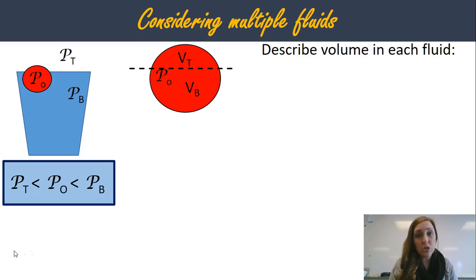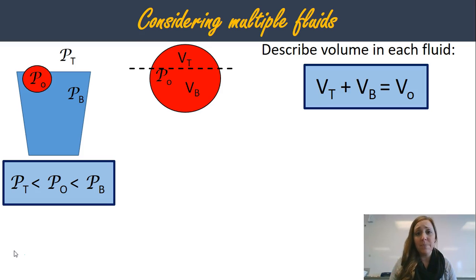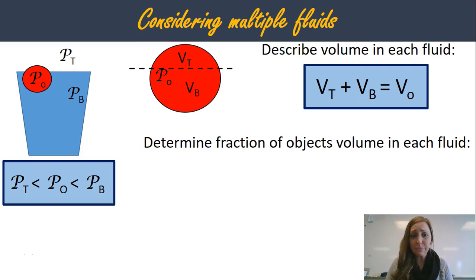If we were to describe the volume in each fluid, as in submerged in each fluid, the volume on the top, however much space this takes up, plus the volume on the bottom, equals the overall volume of the object, right? Like if you take an ice cube and you cut it in half, those two halves add up to the original ice cube. That's the idea. We also have a fraction of the object's volume. What do I mean by that?